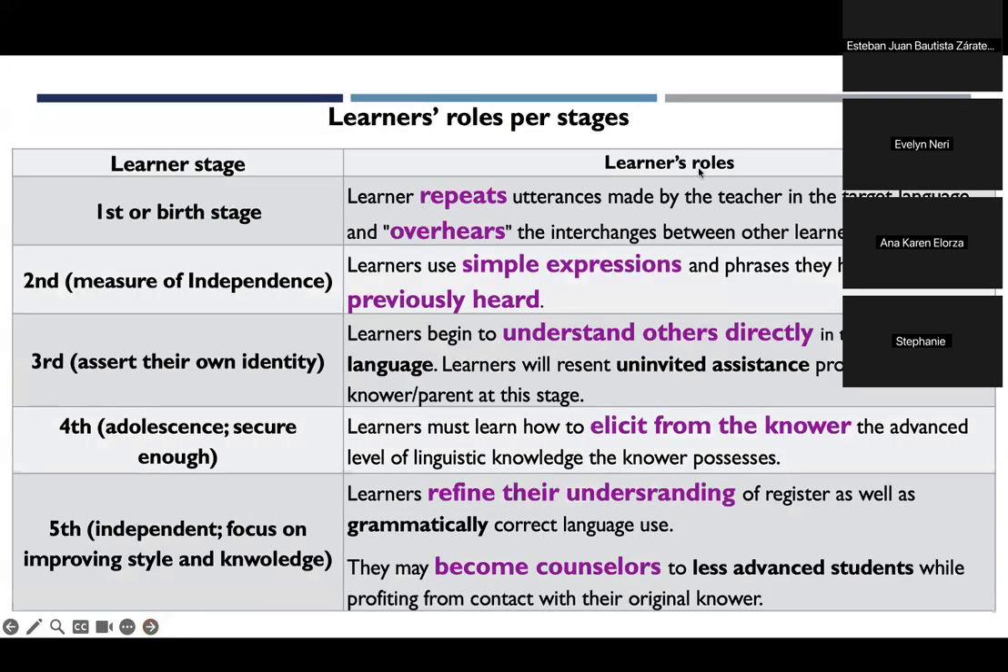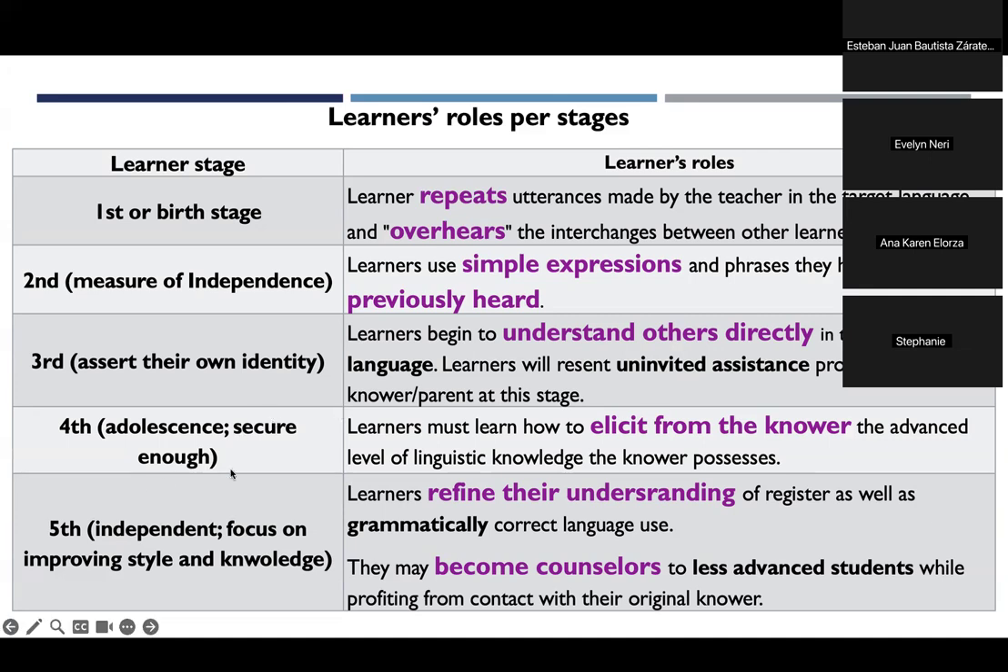Then we are going to identify learner's role per stages. Do you remember that according to CLL, the theory of language teaching, there are 5 stages? Exactly these stages. The first stage, learner repeats utterances and overhears the interchanges between other learners and the knower. In the second stage, learners use simple expressions and phrases they have previously heard. In the third stage, learners begin to understand others directly. In this case, they feel more secure to start establishing some interchanges.